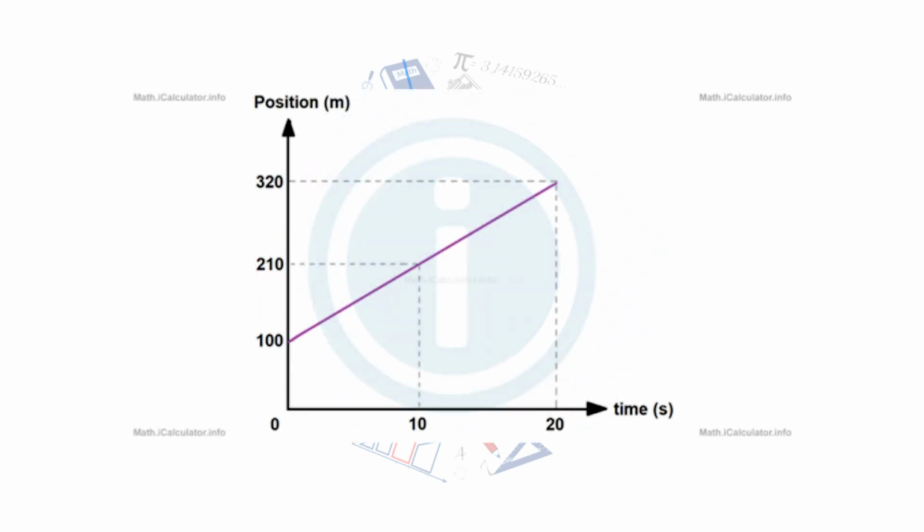The graph on screen is not an example of direct proportion because the ratios of position at the two given instants are not the same as the ratios of time. In other words, 320/110 is different from 20/10, as the first ratio gives 1.5 and the second gives 2. Therefore, the quantities involved in the previous situation are not directly proportional.